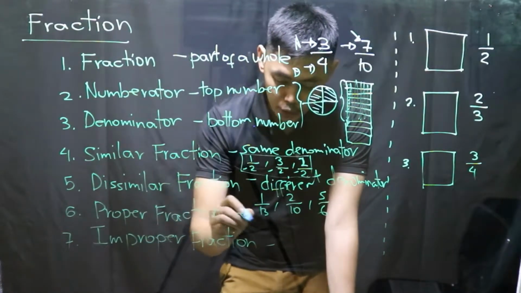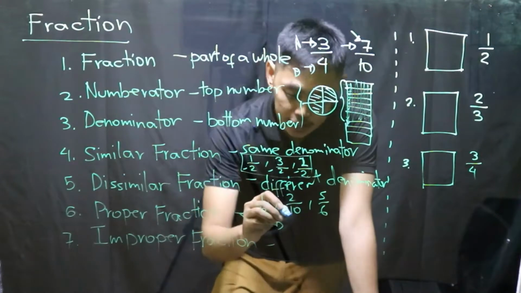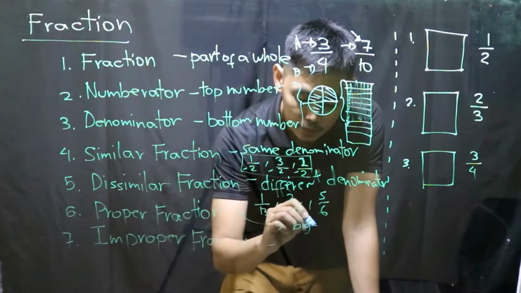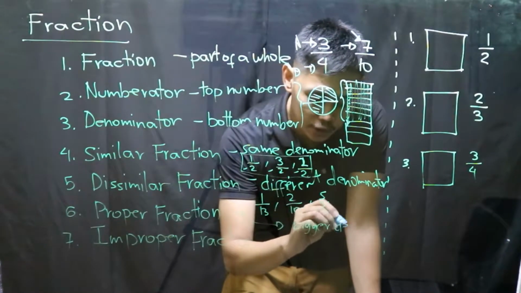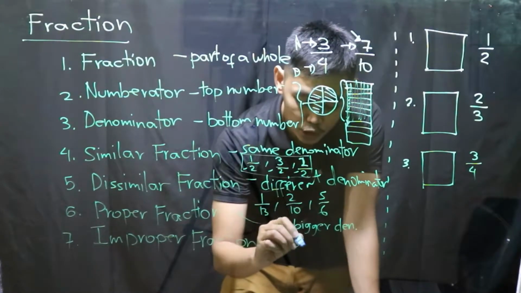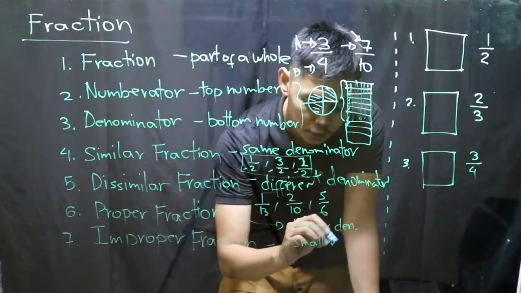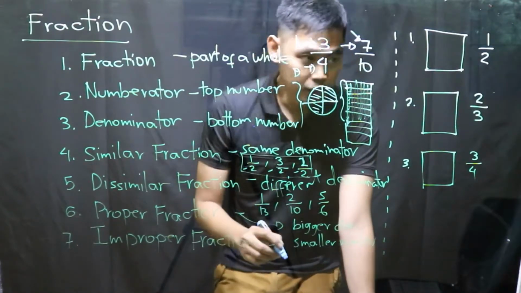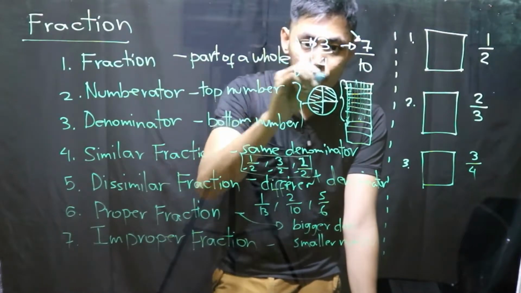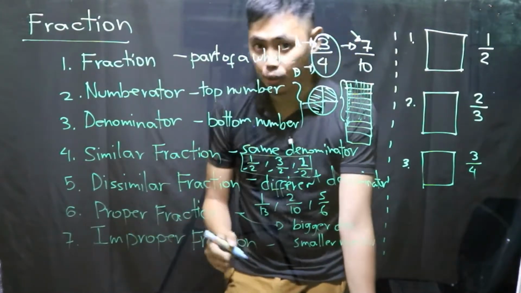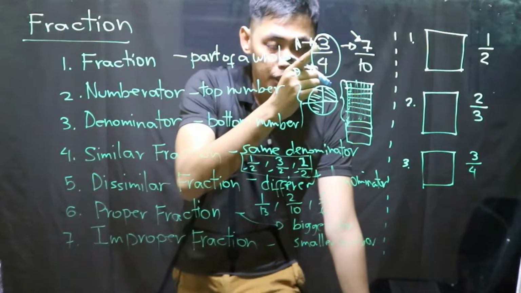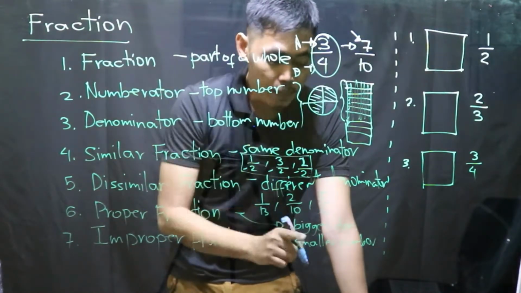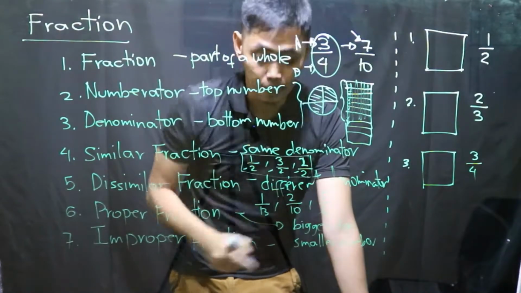So let's go to proper fractions. Proper fractions have a bigger denominator and a smaller numerator. For example, 3 over 4 is a proper fraction. Why? Because the numerator is lesser than the denominator, or the denominator is bigger than the numerator.